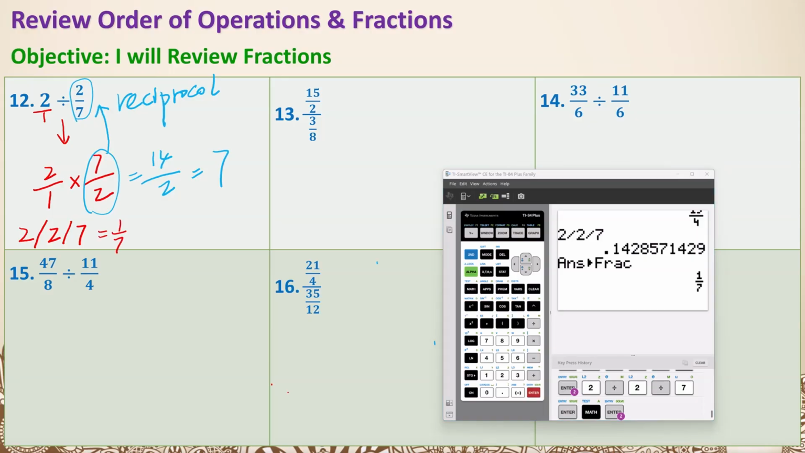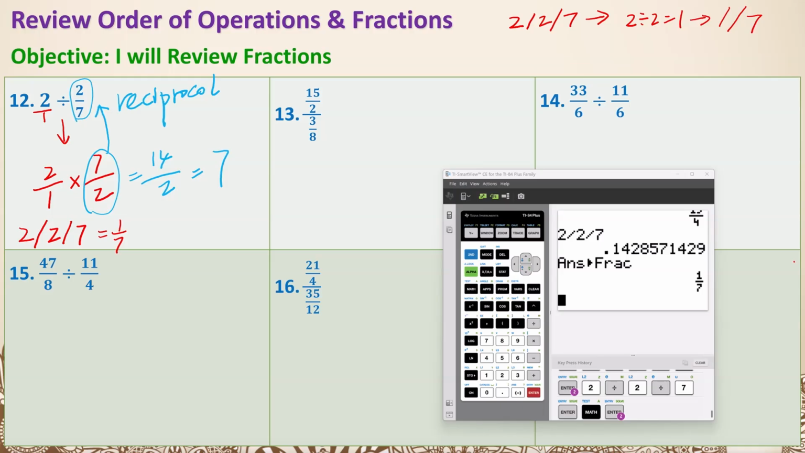But wait, our answer is 7. And we for sure did it right. So how come we can't actually do it with our calculator? Well, here's the issue. When you type in 2 divided by 2 divided by 7, what your calculator is doing is 2 divided by 2 first, which is the 1. And then it's going to use 1 divided by 7. Then, of course, the answer is 1/7.